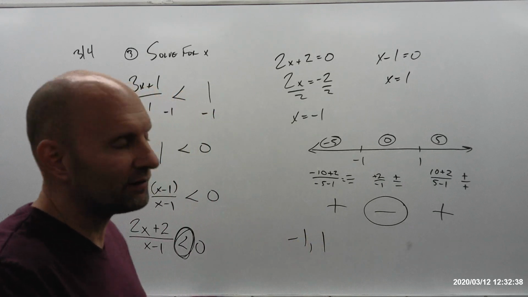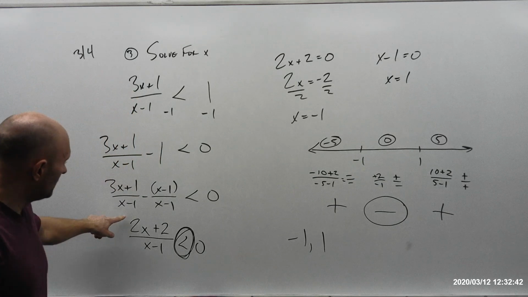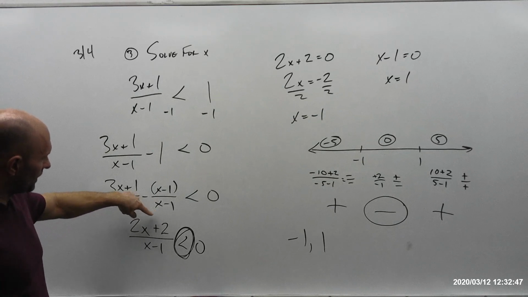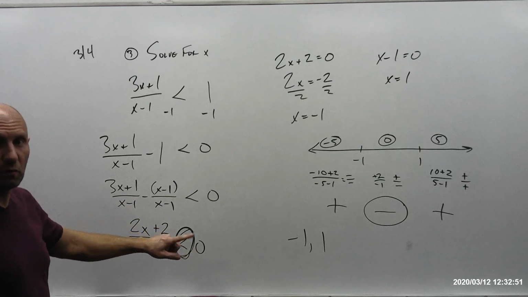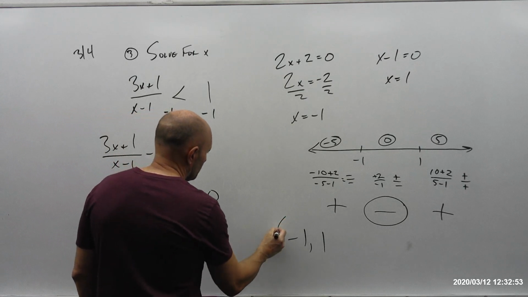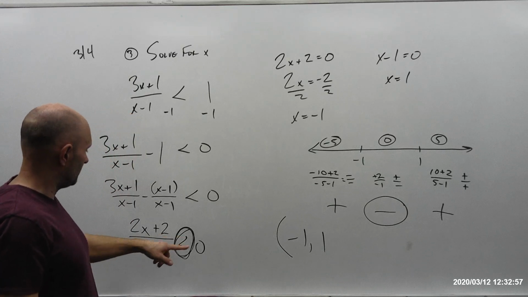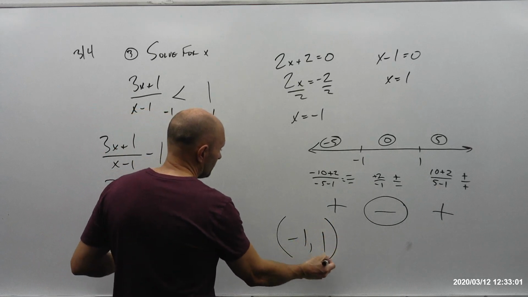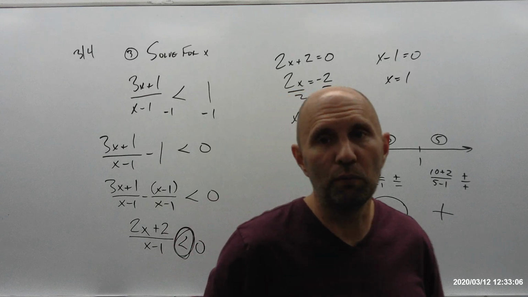Now I need to plug these endpoints into this inequality to see if it makes it true or not. So if I plug in negative 1, I get what? Negative 2 plus 2, that means I have a 0 in the numerator. Is 0 less than 0? No, it is not. So I cannot use negative 1. It doesn't make that inequality true. And if I plug in positive 1, I get a 0 in the denominator, so I can't have that either. So it's negative 1 to positive 1, parentheses on both of those.